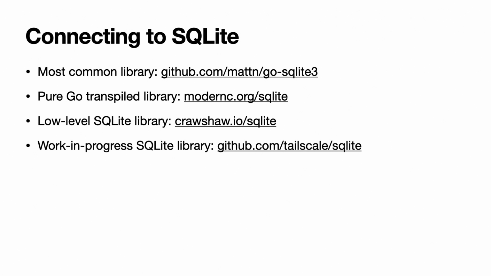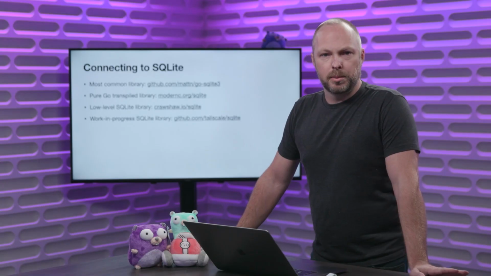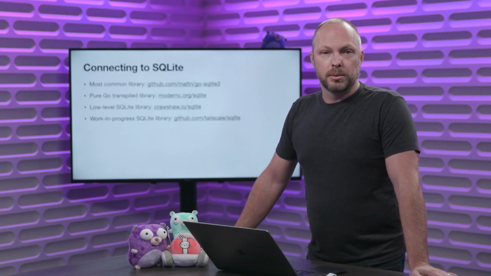Next, we have the low-level SQLite database. If you want to avoid the database/SQL library, you can use this one by David Crawshaw. And then finally, Tailscale is actually working on an implementation right now that has some improved benefits with concurrency over the mattn library. It's a work in progress, but definitely check it out. They're doing some good work.